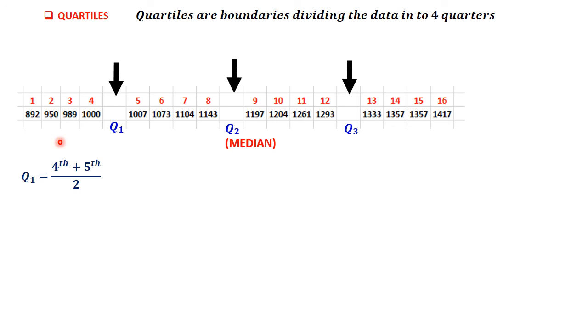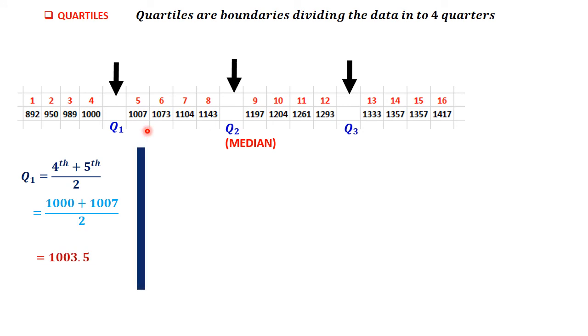When we don't have the lower quartile or upper quartile or median, we normally average the 2 that represent that particular value that's being looked for. In our case, the lower quartile will be the 4th and the 5th. You average those 2. So it will be 1,000 plus 1,007 divided by 2, and the answer will be 1,003.5.